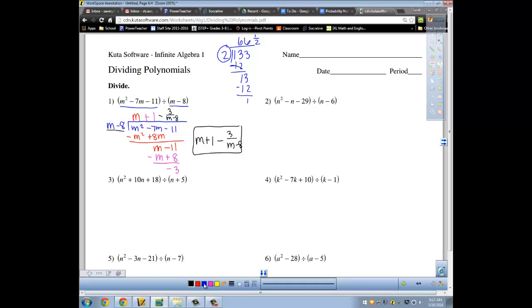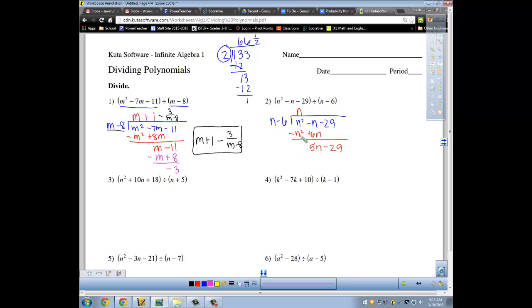Okay, so I'm going to do the next example. N minus 6 on the outside, n squared minus n minus 29 on the inside. So this time I have an n, I want an n squared. So I'm thinking, what times n is n squared? That's n. N times n is n squared. N times negative 6 is negative 6n. I'm going to subtract. When I do that, change your signs. So negative n plus 6n is going to give me 5n. Bring down your minus 29.